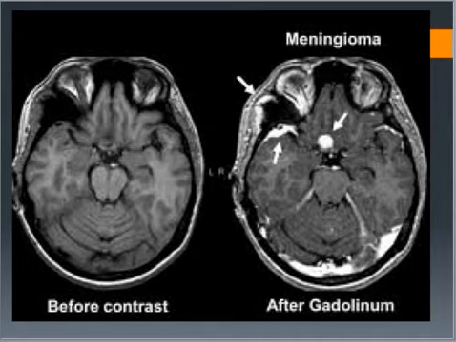Meningioma is usually a non-cancerous tumor. It comes from the membrane surrounding the brain and spinal cord. They are very hard to visualize without contrast, which you can see here on these scans.